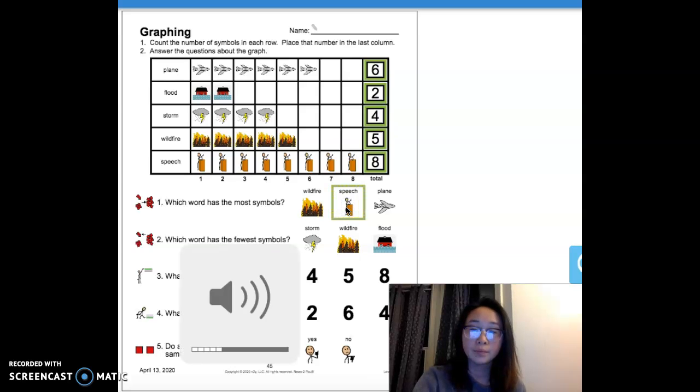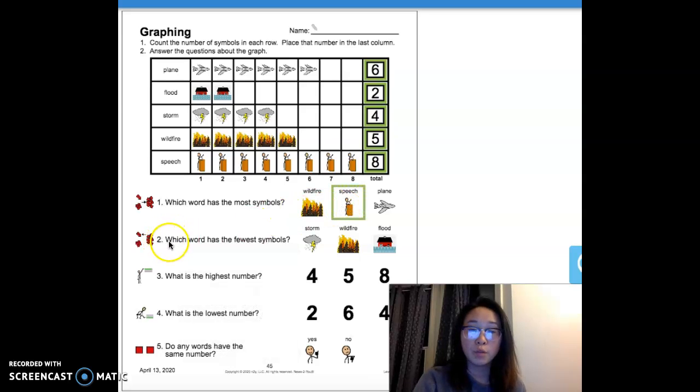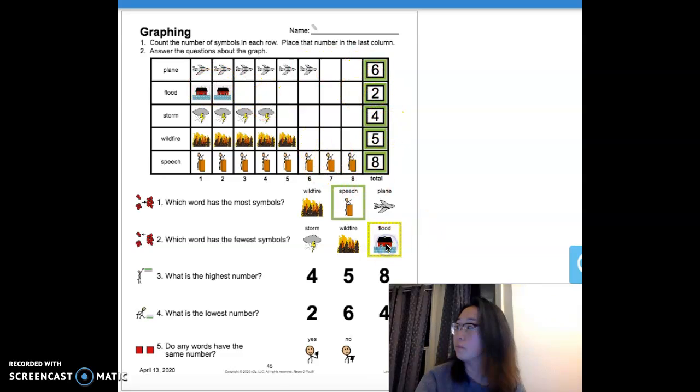Okay. Number 2, which word has the fewest symbols? Is it storm, wildfire, or flood? So storm has 4, wildfire has 5, flood has 2. So remember, this one we're looking for the fewest amount. The answer is flood, because flood only has 2. So that's the least amount.